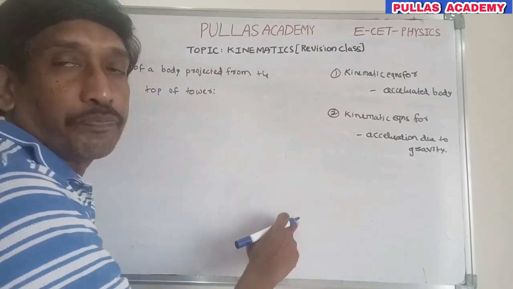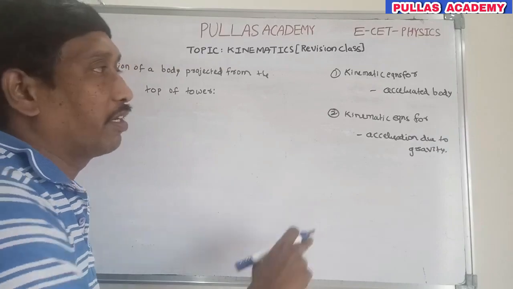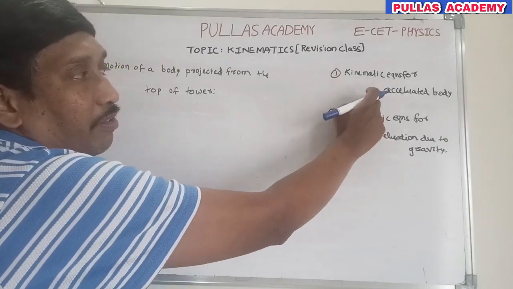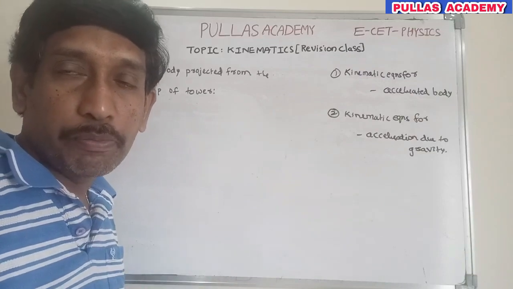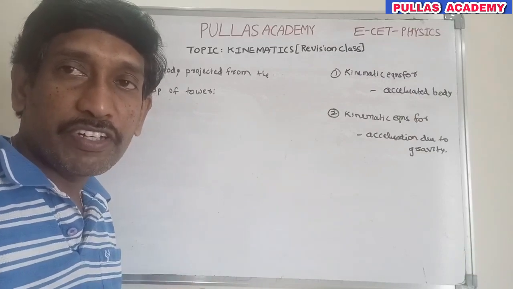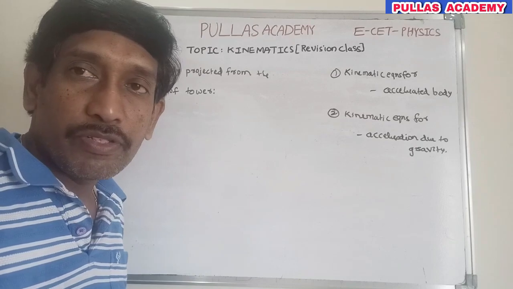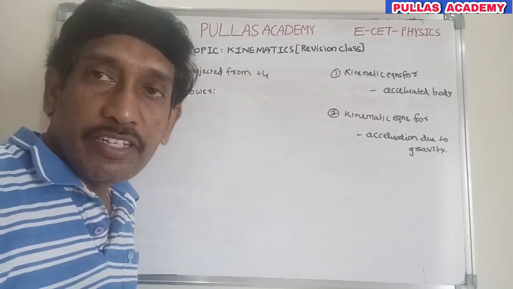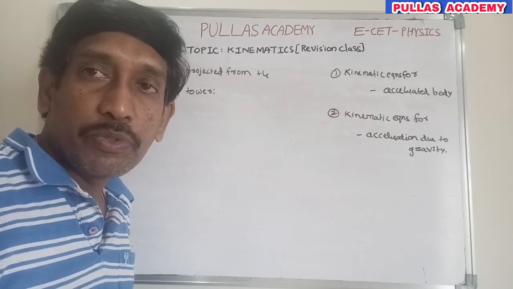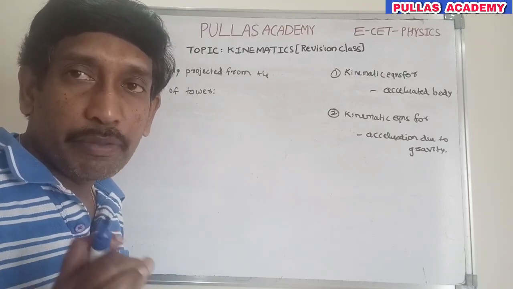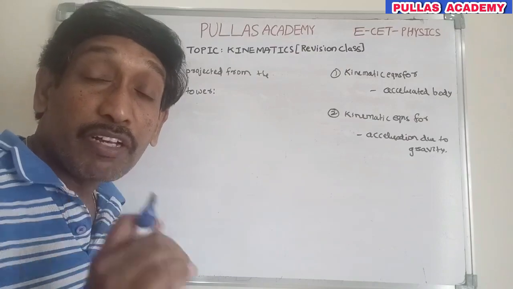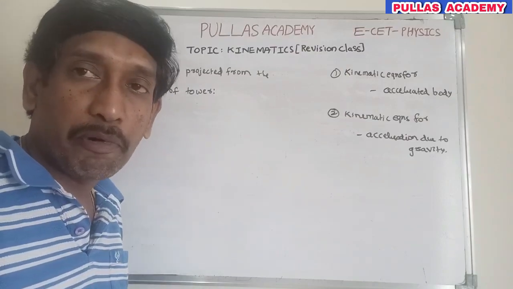Actually, we have completed two important concepts. One is kinematic equations for a uniformly accelerated body. We have four equations: v is equal to u plus at, s is equal to ut plus half at square, v square minus u square is equal to 2as, and s_n is equal to u plus a by 2 into (2n minus 1). Those are very important formulas. Some questions are repeated based on these equations, but knowing which formula to use when is very important.